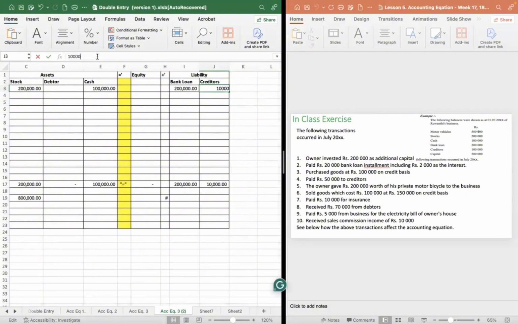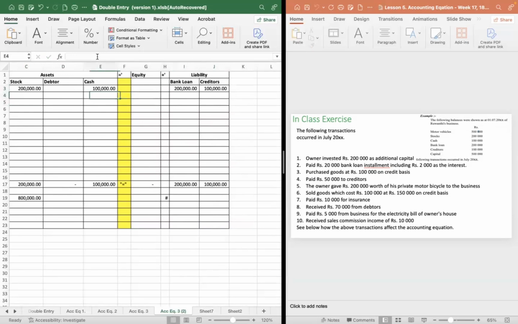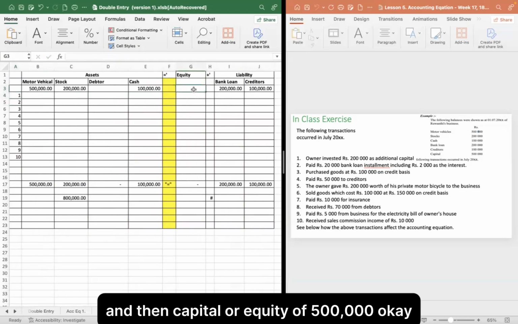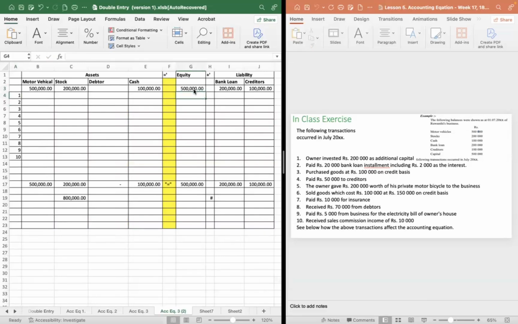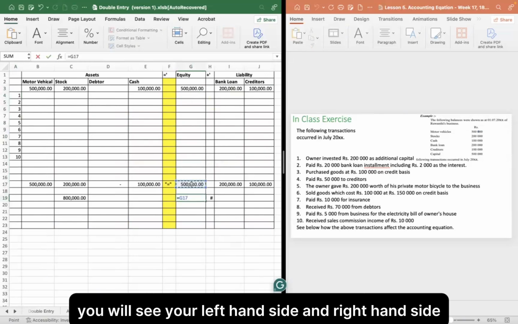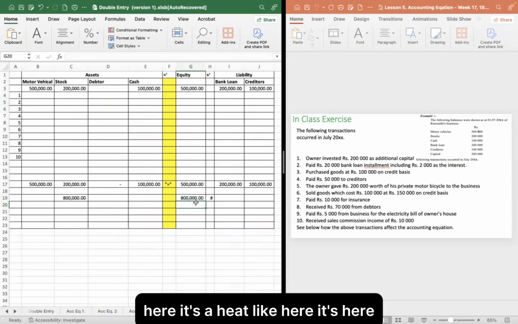Creditors of 100,000. And then capital or equity of 500,000. So once you add them all, you will see your left hand side and right hand side balances are equal. Here it's 8 lakh, here it's 8 lakh. So once you start this, it should start on an equal basis.